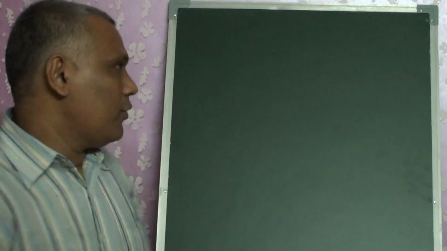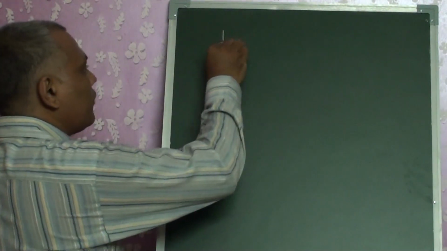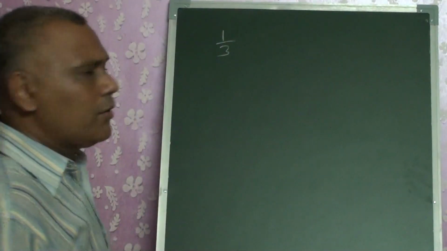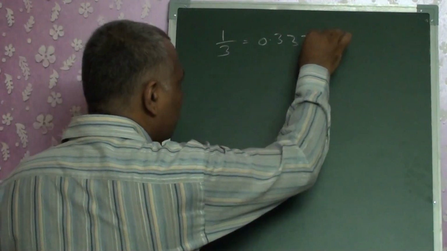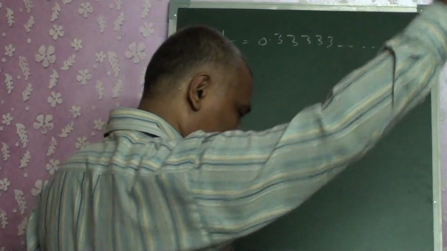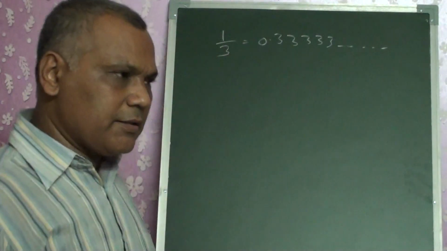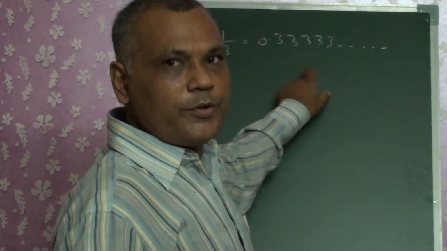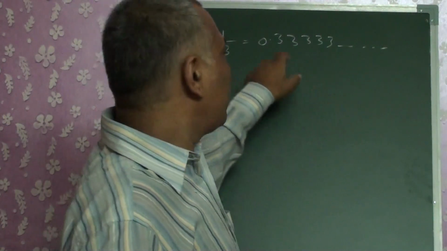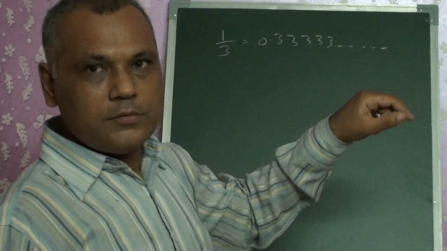Suppose you have been told to get the answer of 1 divided by 3. You will get the answer 0.33333 and so on. So the question arises: up to what decimal should I get the answer? Should I do it up to 0.33? Should I do it 0.3333? Or should I do it only 0.3?